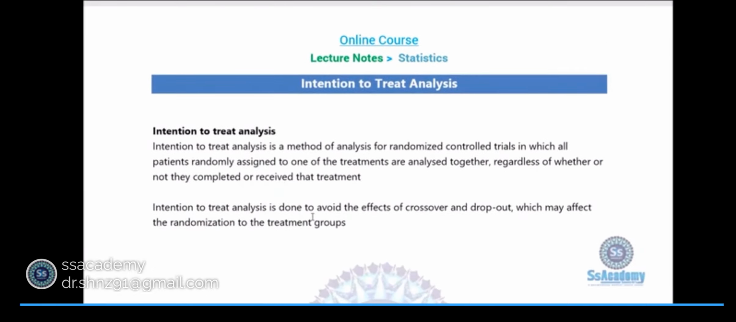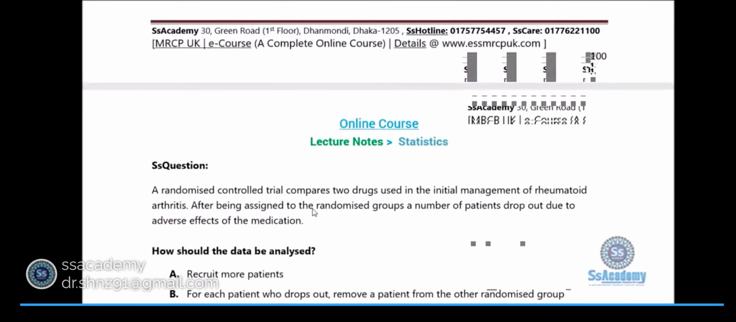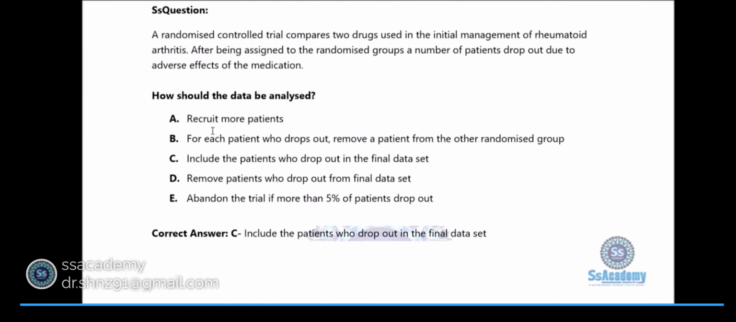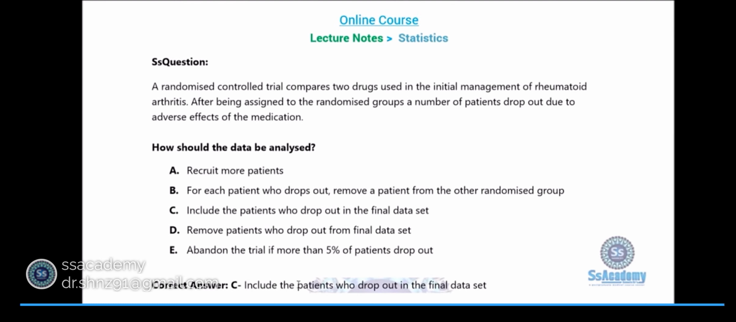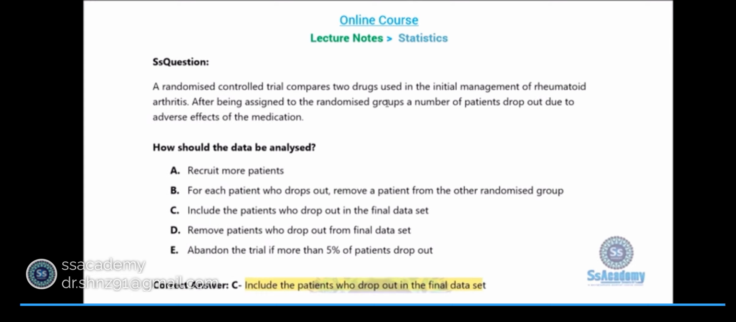Intention to treat analysis. Here, how would the data be analyzed? Include the patients who drop out in the final data set. A randomized control trial compares two drugs used in the initial management of rheumatoid arthritis. After being assigned to the randomized groups, a number of the patients drop out due to adverse effects of the medication. So include the patients who drop out in the final data set. How should the data be analyzed?